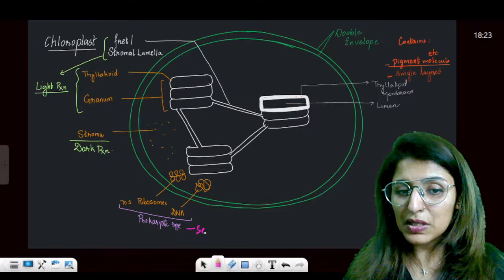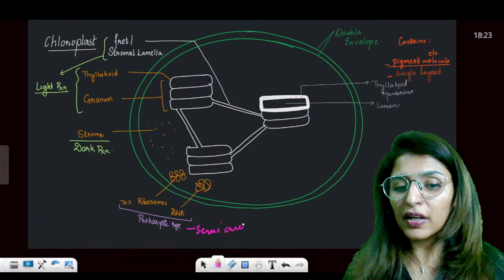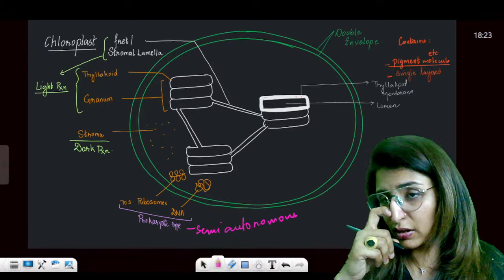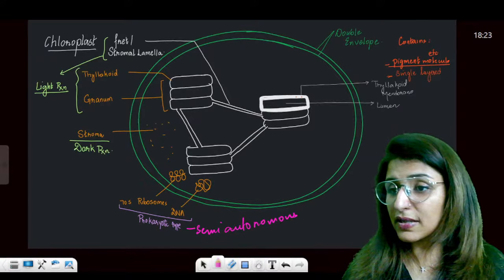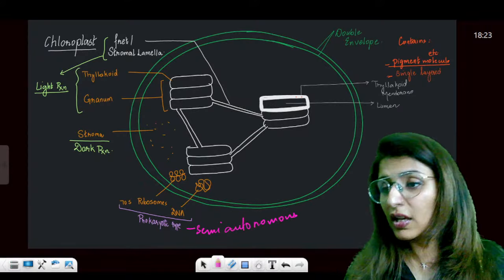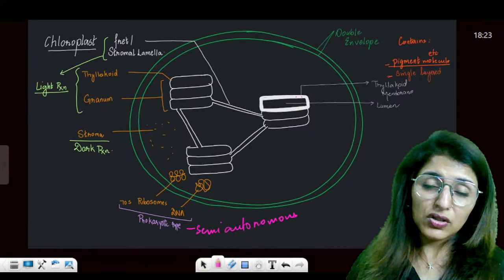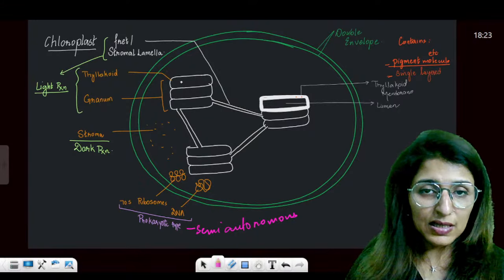So it is semi-autonomous. Okay, this is something we have already discussed yesterday. I hope all of you have seen the unit on the cell and revised it well. In case anybody has not, please do that as soon as possible. Now, coming on to the other structures which are of more relevance for this chapter.